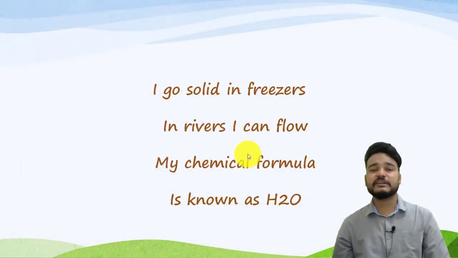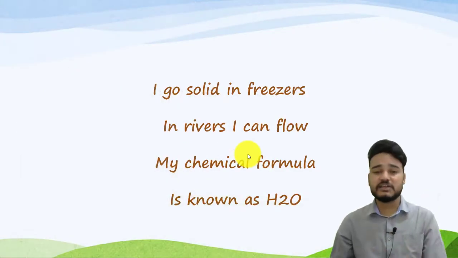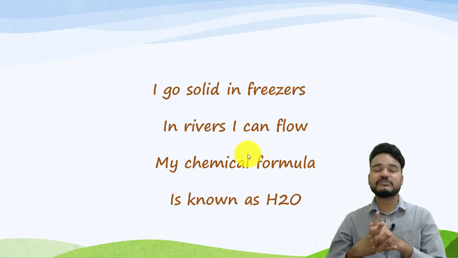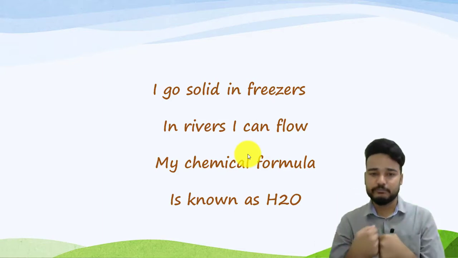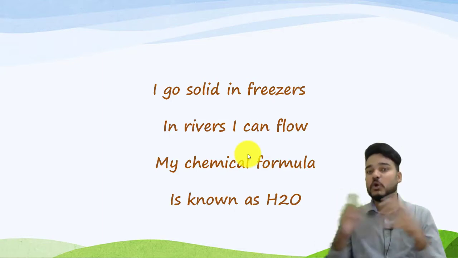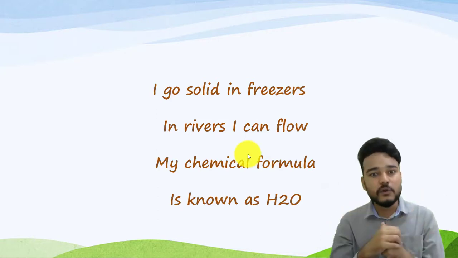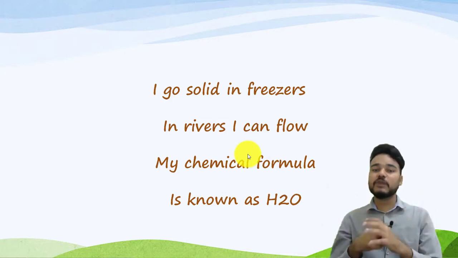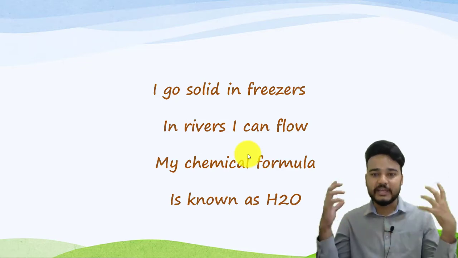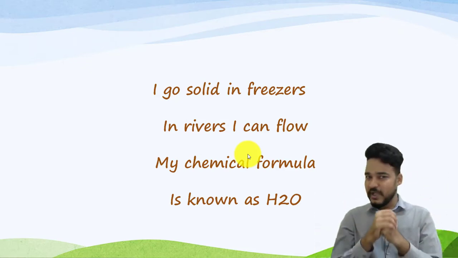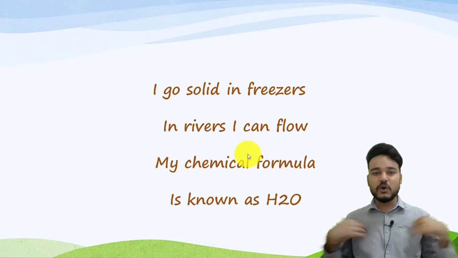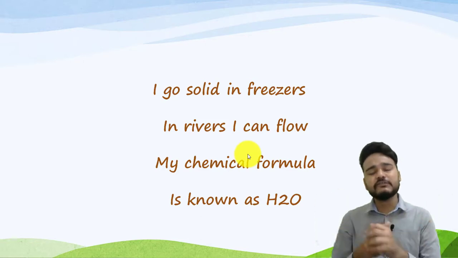So before starting, as we did in our last session, here also we will start with a riddle. I go solid in a freezer, in a river I can flow, my chemical formula is known as H2O. Who am I? Who am I? कौन हूँ मैं? I go solid in the freezer.